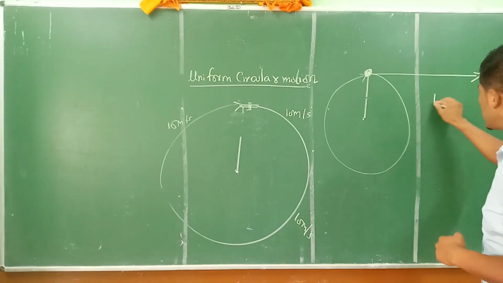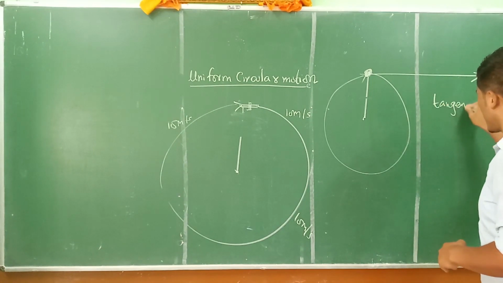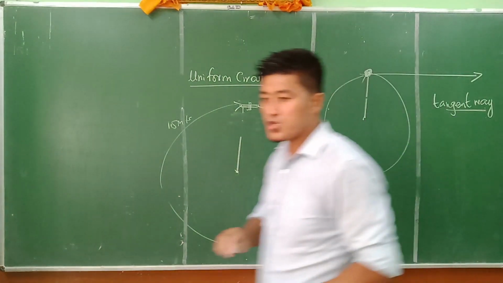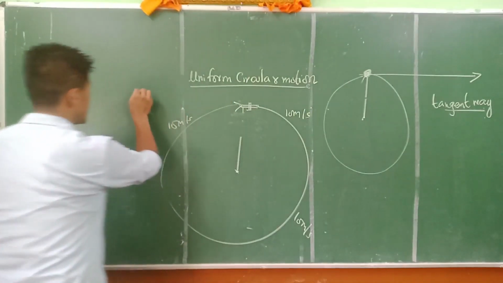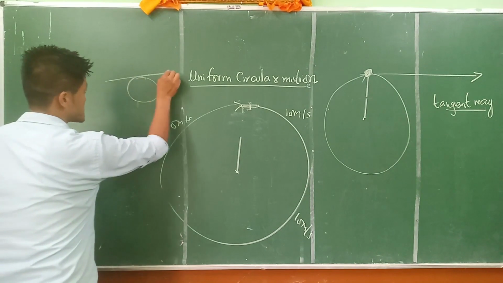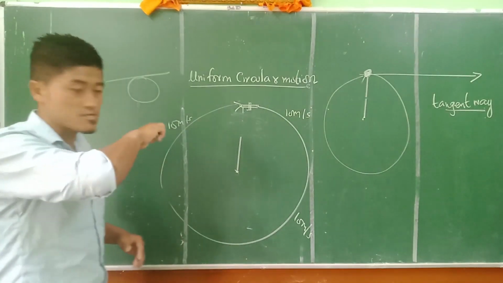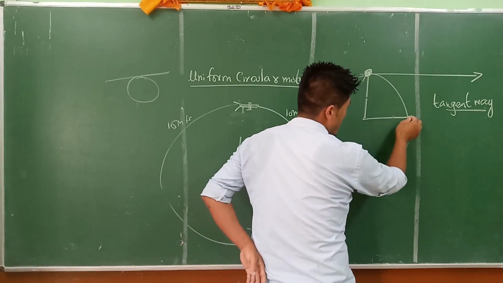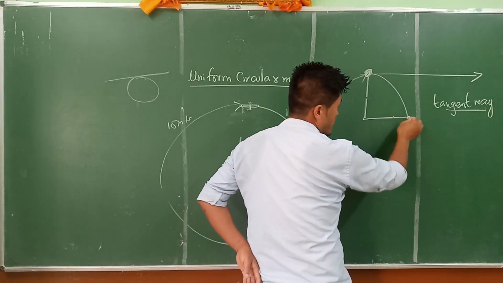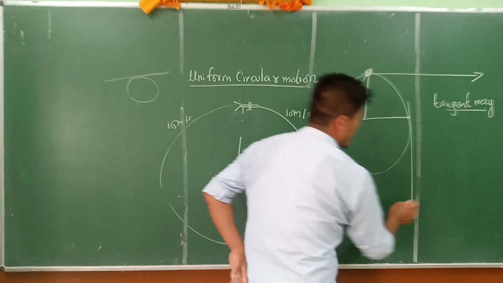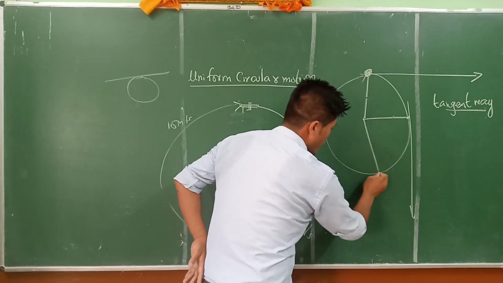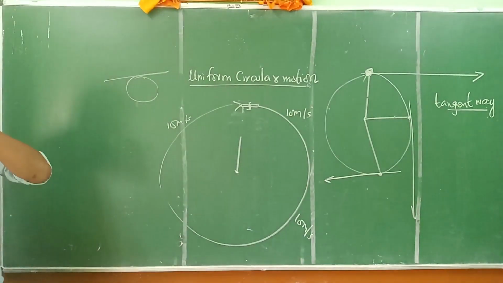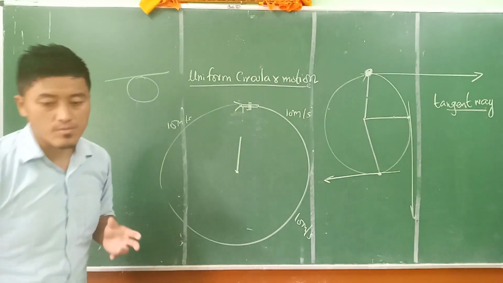We used to say, there's a mathematical term, tangent. Tangent normally means a line which is touching the circle, right? Suppose imagine if I cut the string when the rock is over here, it will go in this pattern. Over here, it will go in this kind of pattern. Understand? So this is just about the uniform circular motion.